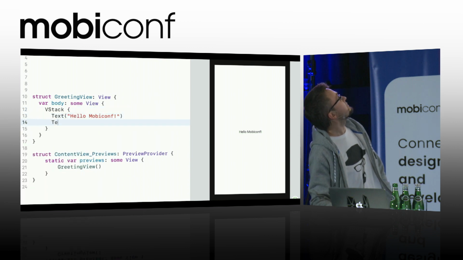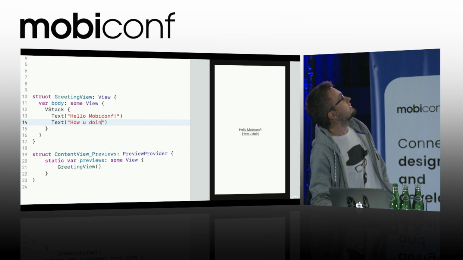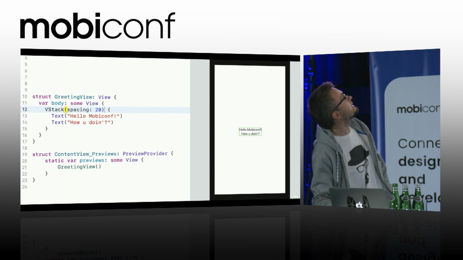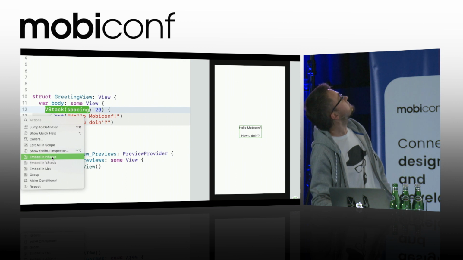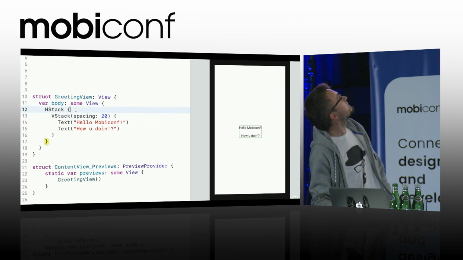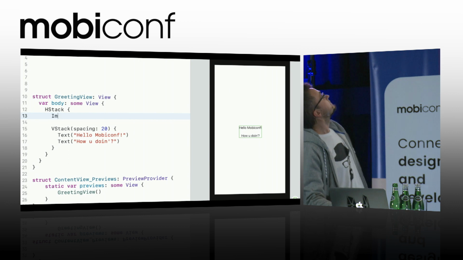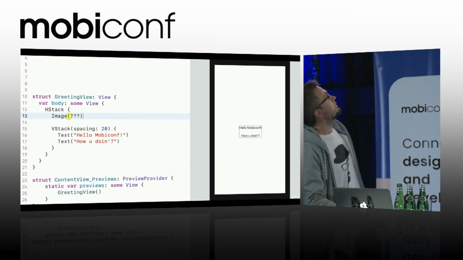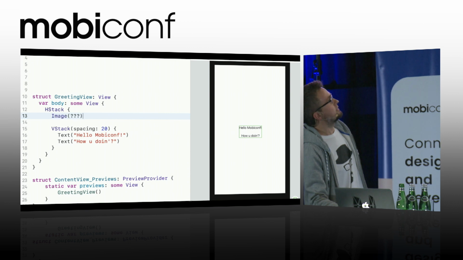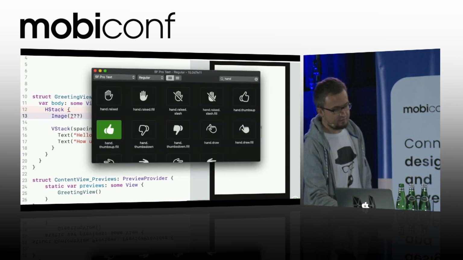Cool. We'll add a subtitle. How you doing? That's great. And we want to wrap this in a horizontal stack in order to be able to render some image next to this, actually on the left-hand side. We wrap this in a horizontal stack, and we render the image. The image component. But what now? I don't have any icons in my project because I've just created my project. Well, we'll use the wonderful new feature introduced by Apple that's called SF Symbols.